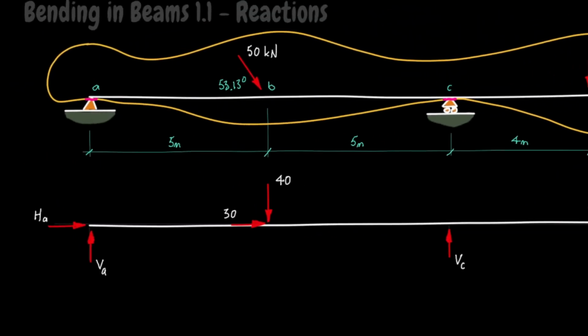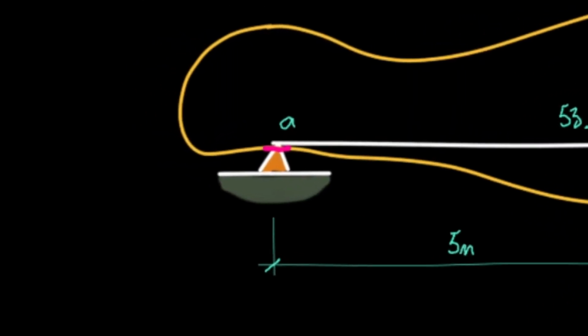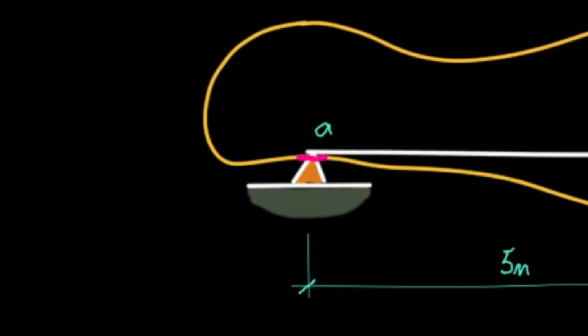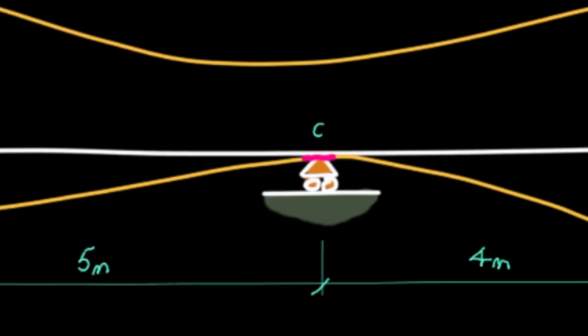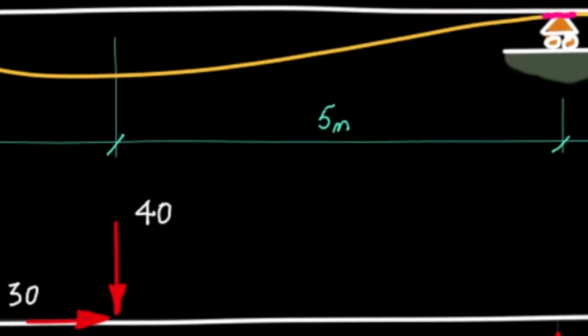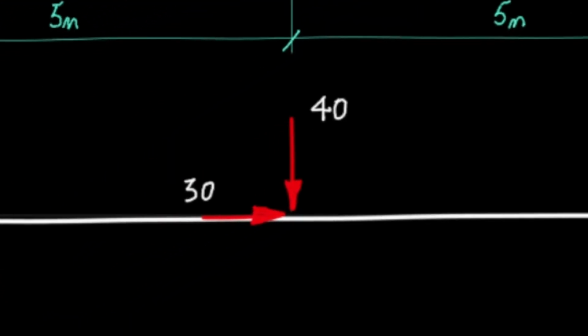A word on supports. The support at A is what's known as a knife edge support. Such supports prevent horizontal and vertical displacement, but allow rotation. And to do this, they supply horizontal and vertical components of reaction. At C, there is a roller support that prevents vertical displacement at C by providing vertical force. Notice, for convenience, the 50 kN force has been resolved into horizontal and vertical components.